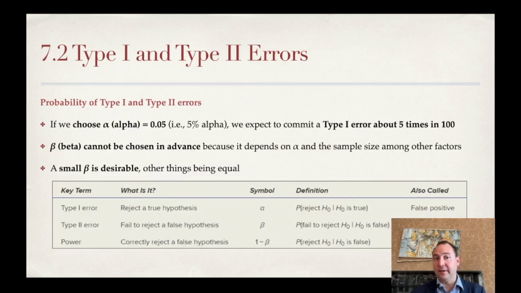What is the probability of type 1 and type 2 error? If we choose alpha 0.05, for example, we expect to commit type 1 error about 5% of the time, 1 in 20 or 5 times in 100. Beta cannot be chosen in advance because it depends on alpha and the sample size and some other factors. So a small beta is desirable, all other things being equal, but it's difficult to affect it directly.